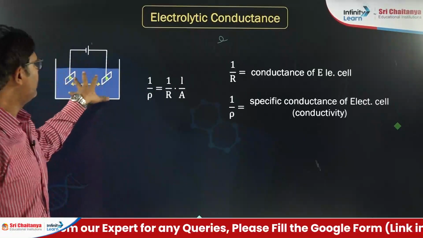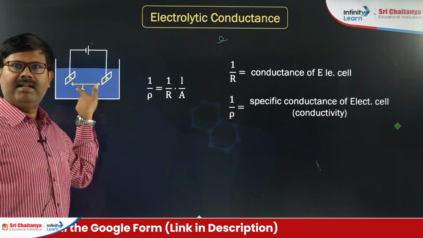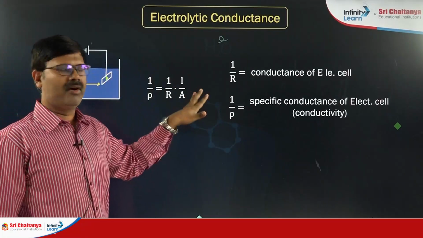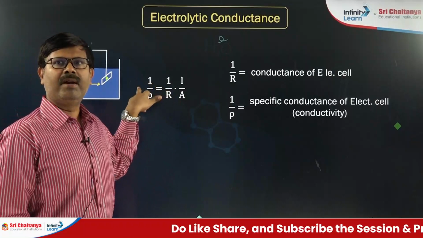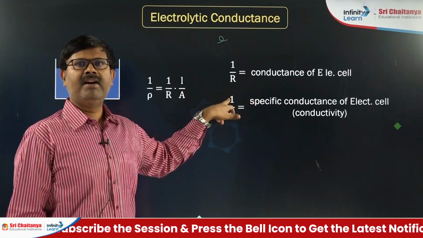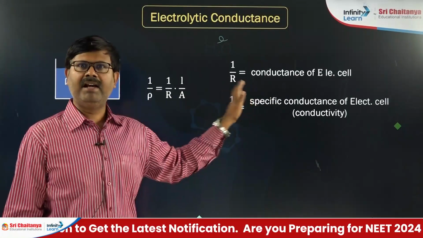Here there is an electrolytic cell and these are the electrodes. The distance between the electrodes is, let's say, L, and the area of cross section is A. Then L by A is called the cell constant, and cell constant into 1 by R is equal to 1 by rho, where 1 by R is called the conductance of the electrolytic cell and 1 by rho is called the specific conductance, also called the conductivity of the electrolytic cell.